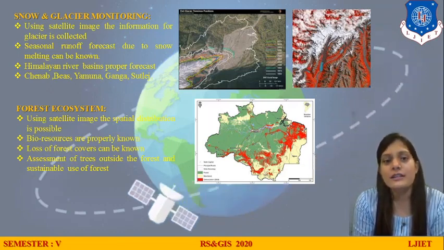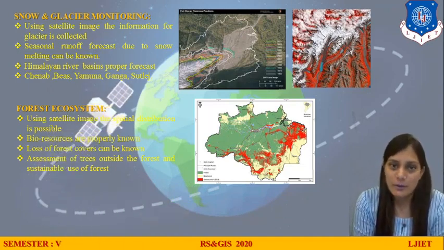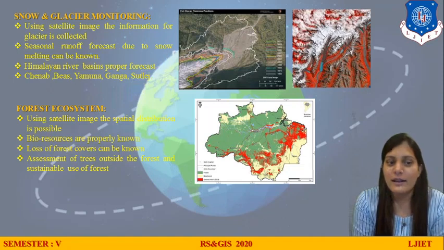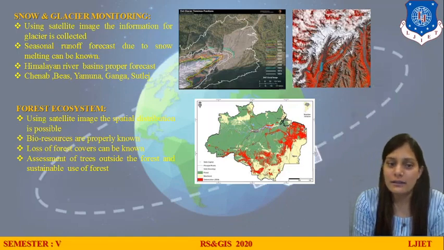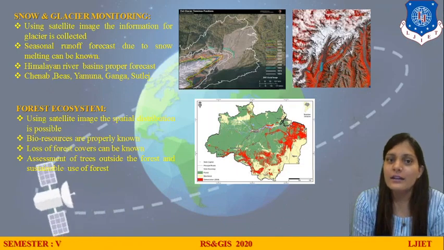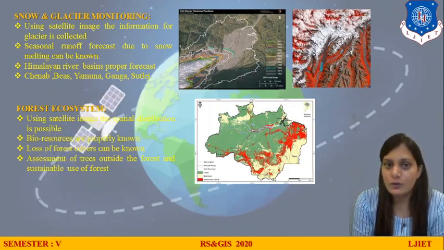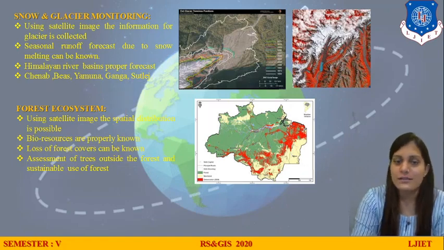Next, going to the forest ecosystem. We all know that there are many types of ecosystem, but the forest needs to be properly maintained. From satellite images we can get the spatial distribution, and bioresources are all properly available, and we need to maintain all of that so the forest can be properly retained, and we get a good amount of life, a good amount of oxygen, and a proper environment for survival.